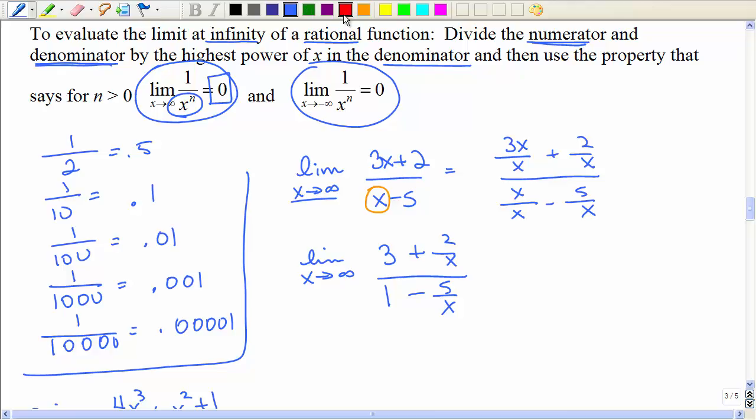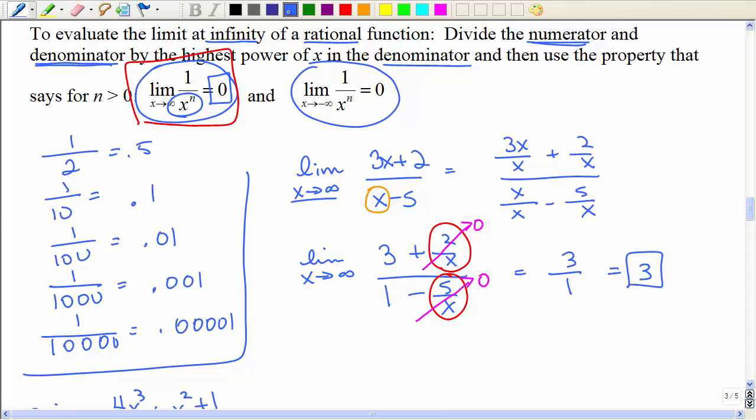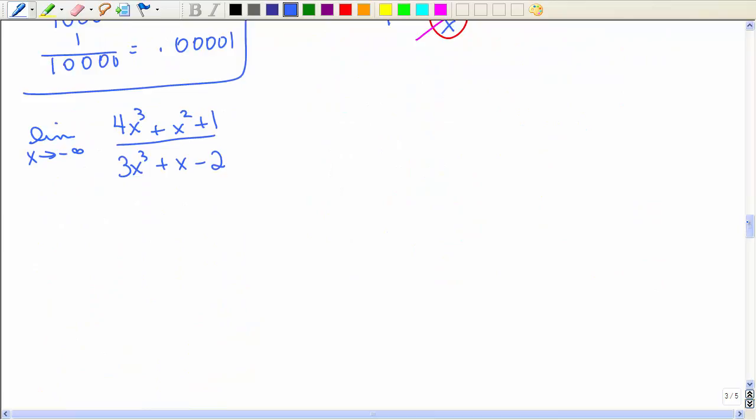Okay, now notice that now I've got just these fractions left. So we want the limit, so we're going to use this idea. As x gets really large in the denominator, this value gets closer and closer to 0. So does that fraction. The limit is 0. It gets so close it's negligible. So what we have left is 3 over 1, which is just 3.